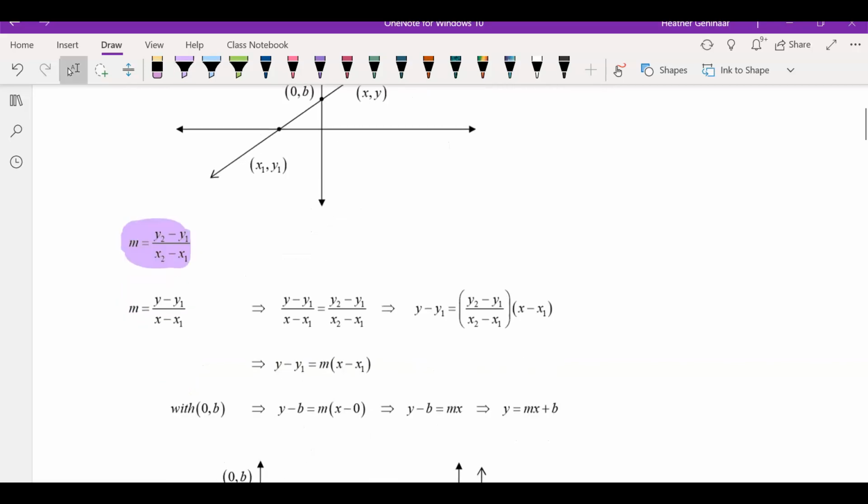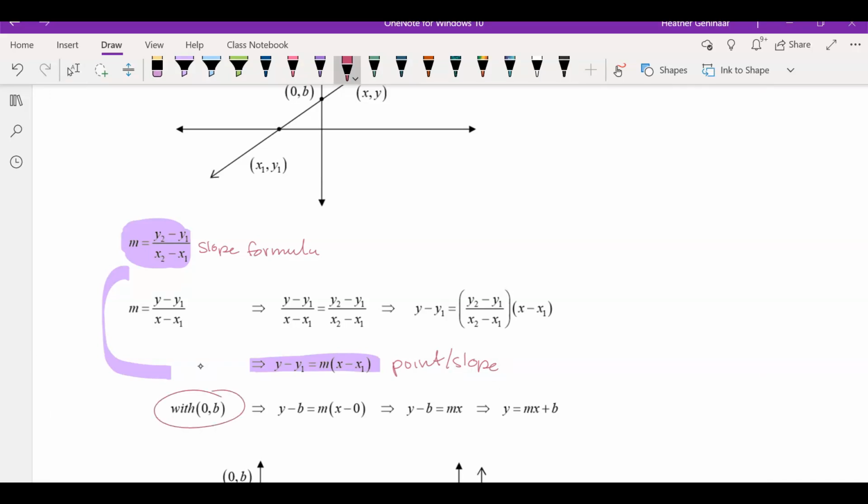As you can see here, all of this work is just getting you all the way from your slope formula to point slope form. So if you're very curious on how to get that, we can totally talk through it at some point. But here, this is your slope formula, and this is point slope. Okay, and next here, going from point slope with a y-intercept, you get your y equals mx plus b, which is your y-intercept.